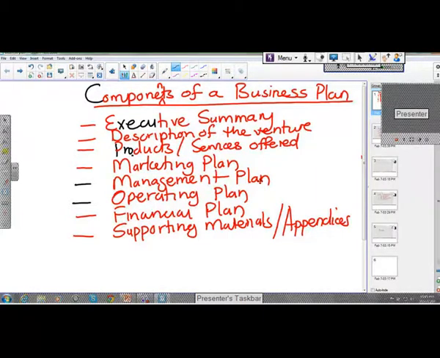Management plan. Who is going to be managing your business? Who are they? What are their qualifications? How many managers would you be having? How would they be reporting to each other?